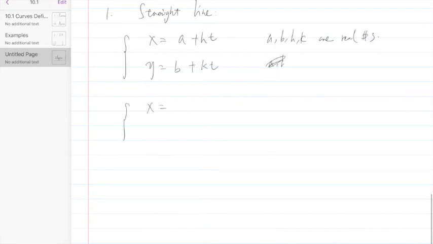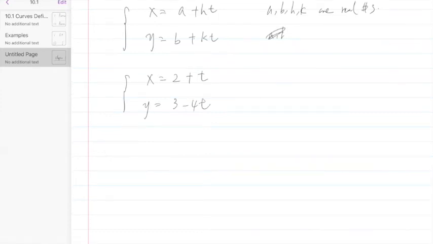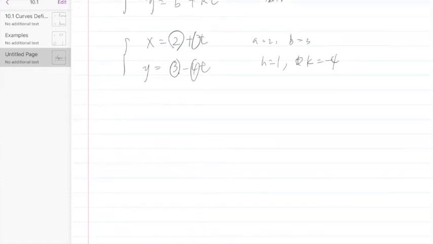Let's see what each one does. For example, if I take x equals 2 plus t and y equals 3 minus 4t, this is a straight line with your a and b to be 2 and 3. Your h equals 1 and your k equals -4. So that is actually a formula of a general line. You have 4 numbers, 2 with t and 2 without t. Now, what do these numbers tell you? Let's take a simple look. Number 1.